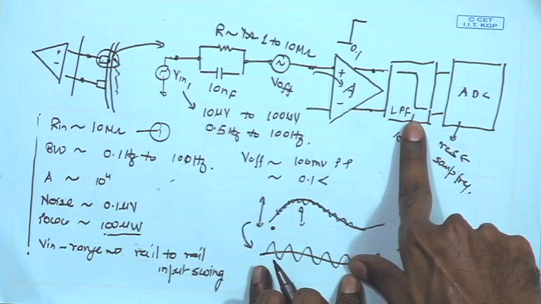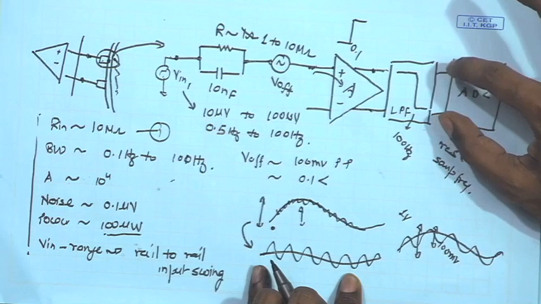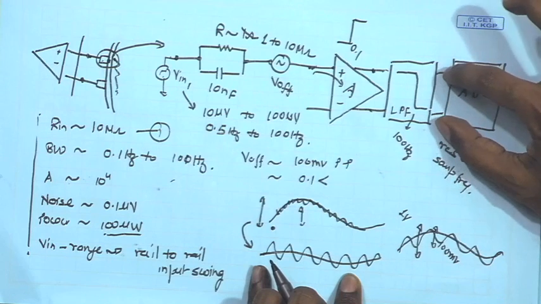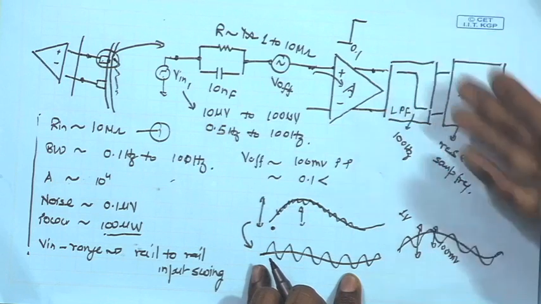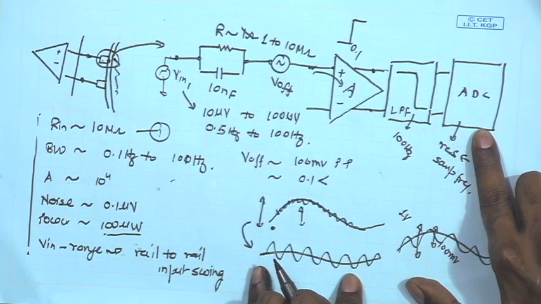Even the filter circuit that we will be having will keep it fully differential, so that even after the filter, the signal that is going to the ADC can be fully differential. Even the A to D converter can be constructed in a fully differential fashion.